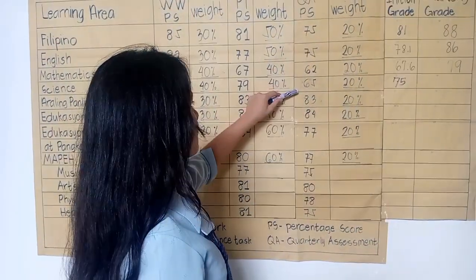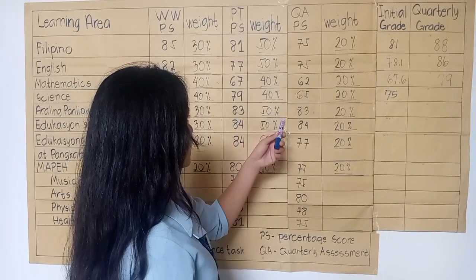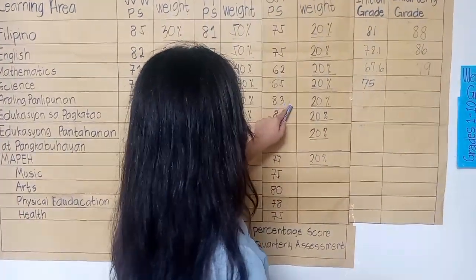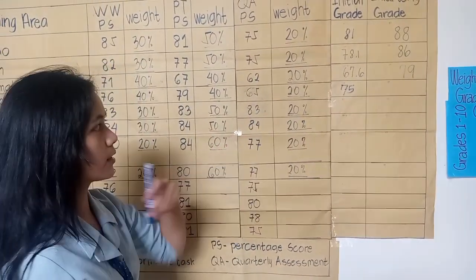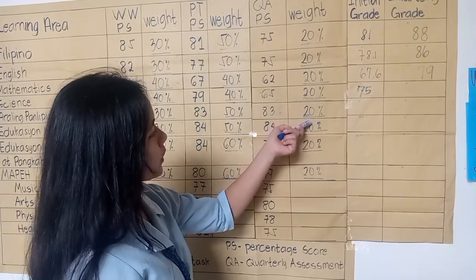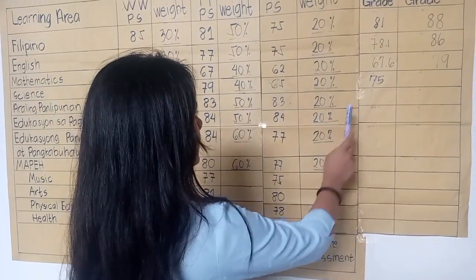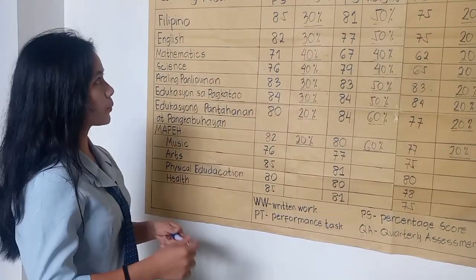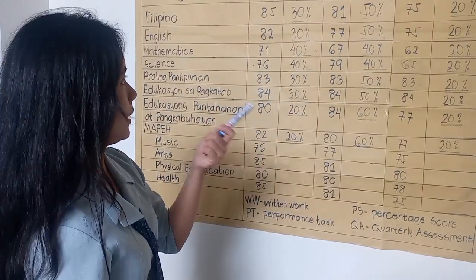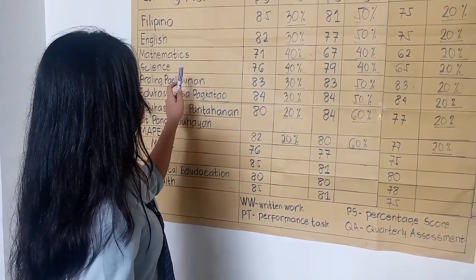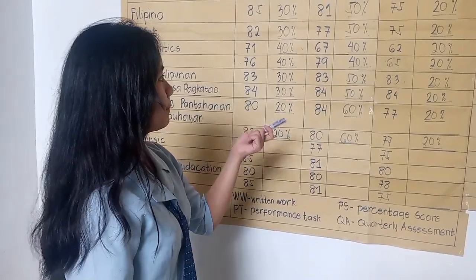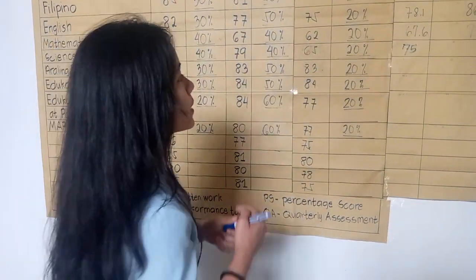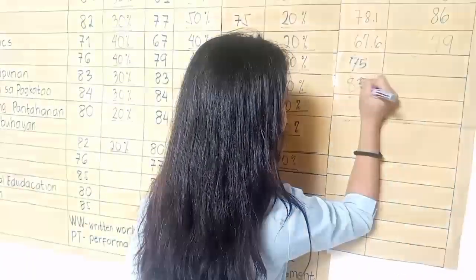Next is the quarterly assessment. So the percentage score is 83, and then the weight of component based from the table is 20%. So to get the weighted score, multiply 83 times 20%, it equals 16.6. To get the initial grade, add the written work, the performance task, and quarterly assessment. So 24.9 plus 41.5 plus 16.6 equals 83. So that's 83.